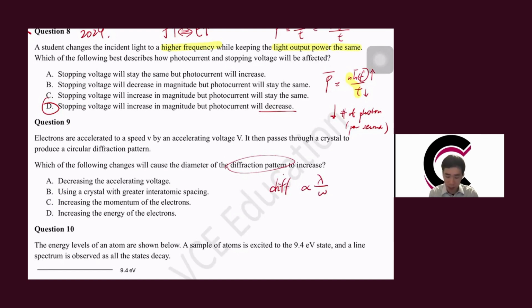Now this time, interestingly, it's about electrons. So we can talk about the de Broglie wavelength, or, I actually checked the actual pronunciation, it's de Broglie wavelength. Sorry, I'll just call him de Broglie from this point onward.